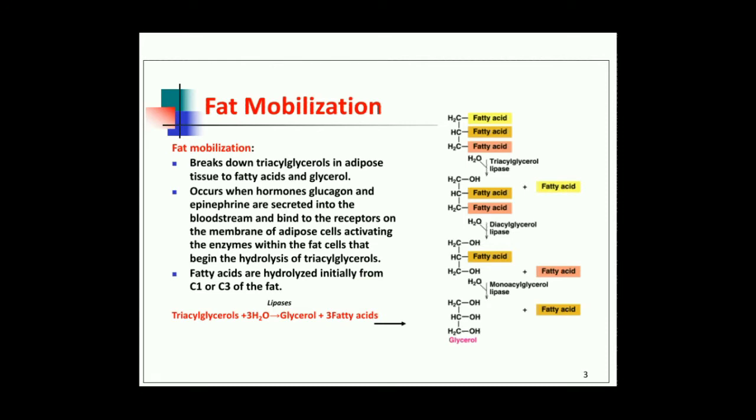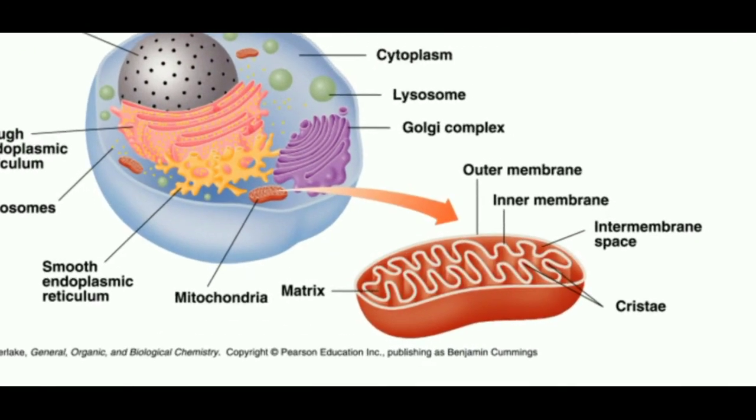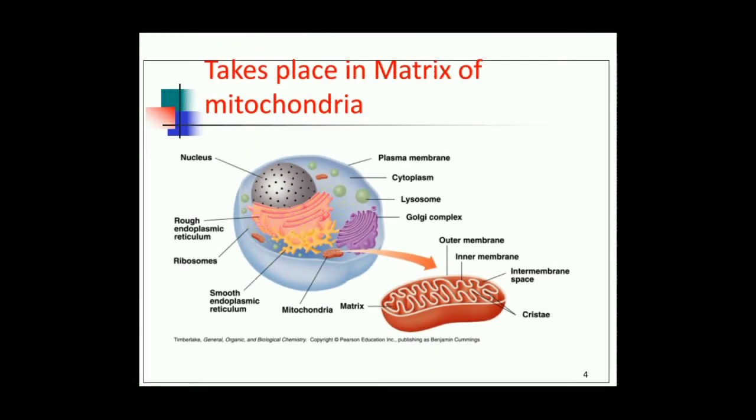Now let's move on. It takes place in the matrix of mitochondria, very important guys. Here you can see the clear structure of mitochondria: the outer membrane, inner membrane, intermembrane space, the cristae and matrix. Here in the matrix only, the process of beta oxidation of fatty acids and many other processes like the Krebs cycle and ETS take place. Now let's move on.